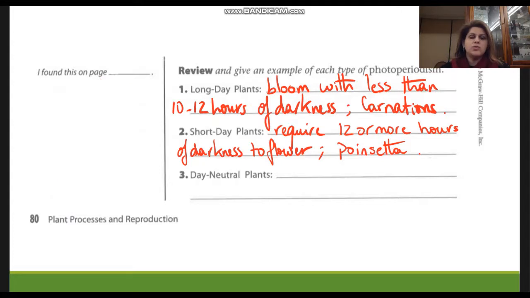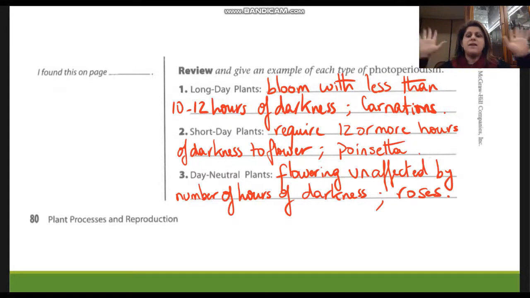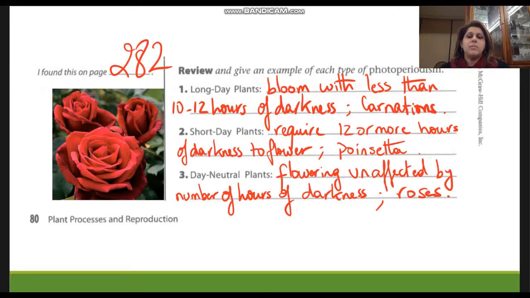Now, when you say the word neutral, it's neither moving forward nor backward. When you talk about the car, on N, neutral, nothing. It's not moving forward nor backward, so you call it neutral. Neither positive nor negative. So the day neutral plant is a plant that flowers unaffected by the number of hours of darkness. It doesn't care whether it's a lot of light or a lot of darkness. Example, roses. That's an example of a day neutral plant. It doesn't care about the amount of darkness or light.